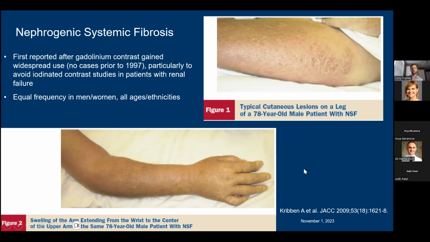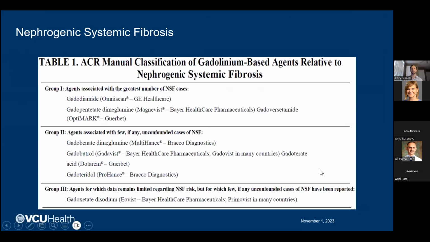And this is what it looks like. It's a diffuse thickening of the skin with cutaneous lesions, a scleroderma-like syndrome following the use of contrast agents. The ACR has a manual where they classify the different contrast agents by group 1, 2, or 3, meaning which ones are most likely or least likely to be associated with NSF. The ones associated with the greatest number of cases are the oldest agents. Those are the group 1s, which you would certainly want to avoid using.